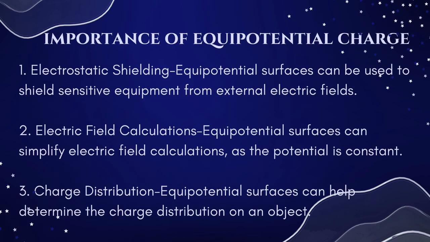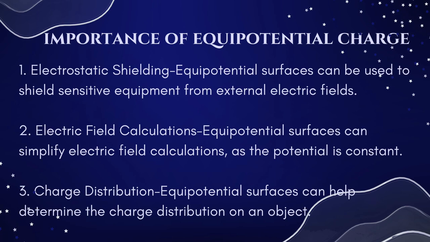There is also the importance of equipotential charge. The first one is electrostatic shielding. An equipotential surface can be used to shield sensitive equipment from external electric fields. Conducting materials, often in the form of metal blocks, prevent the electric field from penetrating into the enclosed region, so it does not affect sensitive equipment or environments.